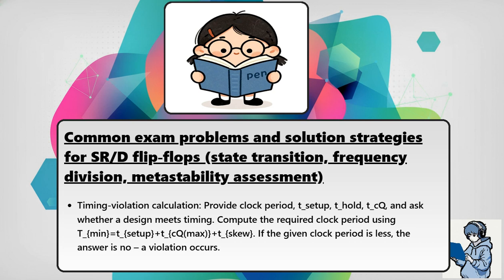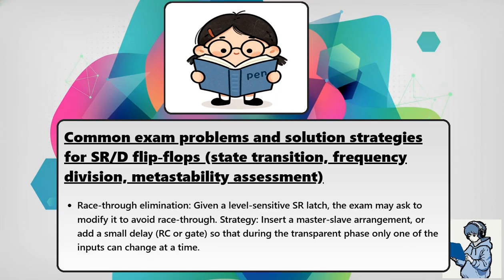Compute the required clock period using Tmin equals T setup plus TCQ max plus T skew. If the given clock period is less, the answer is no, a violation occurs. Race-through elimination: given a level-sensitive SR latch, the exam may ask to modify it to avoid race-through. Strategy: insert a master-slave arrangement or add a small delay, RC or gate, so that during the transparent phase, only one of the inputs can change at a time.